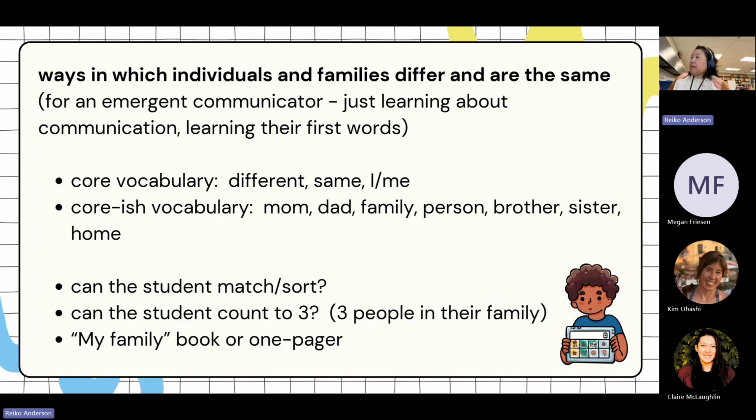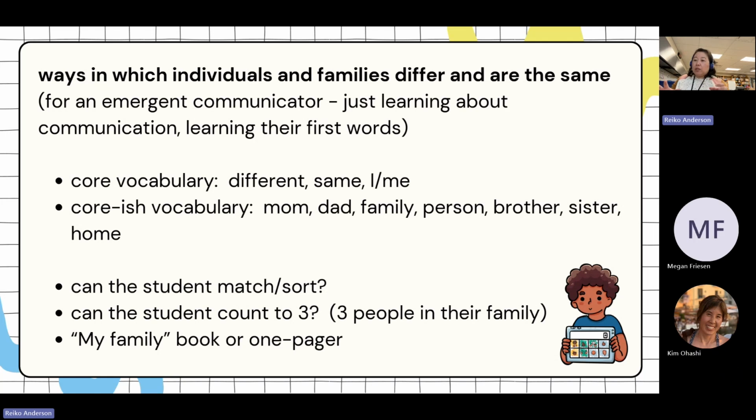Yeah, I hope that makes sense. I think that for students like this emergent communicator, we really need to focus on those basic concepts. Same, different, one, many, right? And those concepts, maybe not many, it might be one versus more, right? But those concepts should definitely be in their talker.